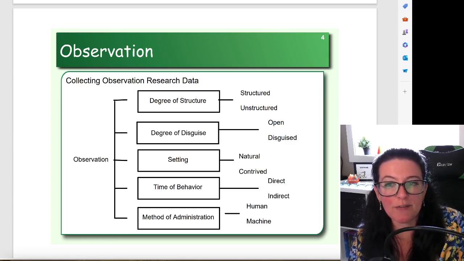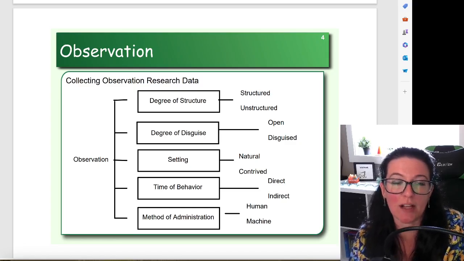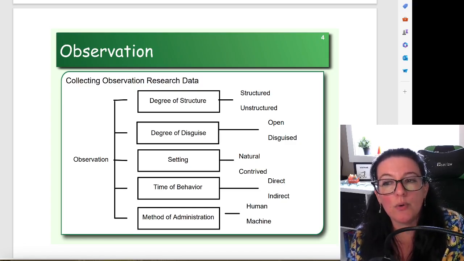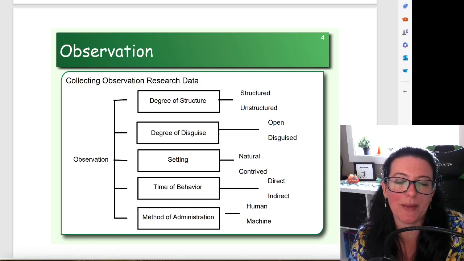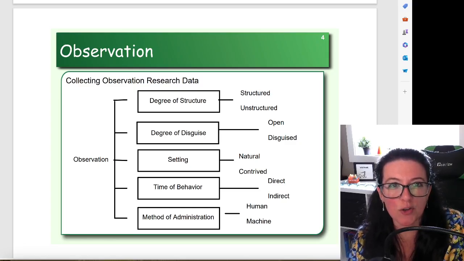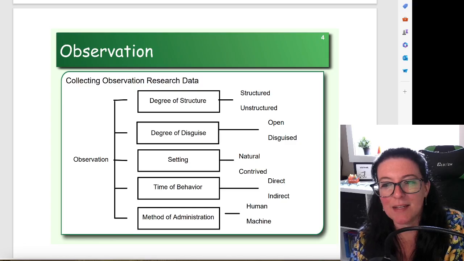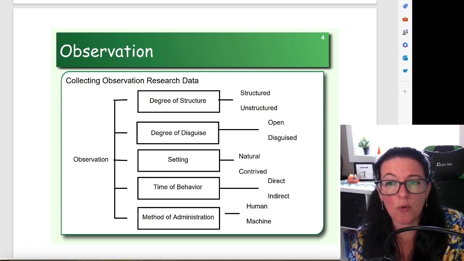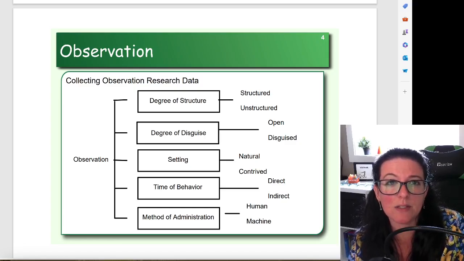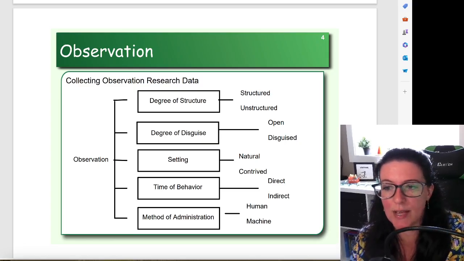The first is the degree of structure. Is it structured so you know enough about the behavior? You can create a checklist where you track what do people do? Do they do this? Yes, no. How much time do they spend doing this activity? Or is it unstructured, where you're simply capturing and writing down everything that you observe people or what happens at the event? Unstructured is used for exploratory research. Structured is used for more descriptive analysis or for causal research. So if we're doing experiments or test markets.